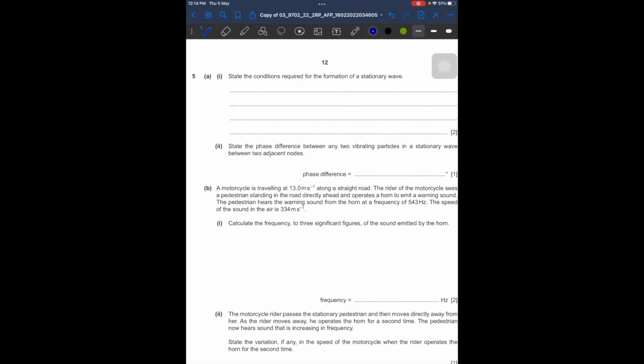Next question. State the conditions required for forming a stationary wave. For forming a stationary wave, we require two waves which must have the same frequency. What else? They should be traveling in opposite directions, and they must overlap. So we can write it like this: when two waves of the same frequency traveling in opposite directions overlap, we get a stationary wave.